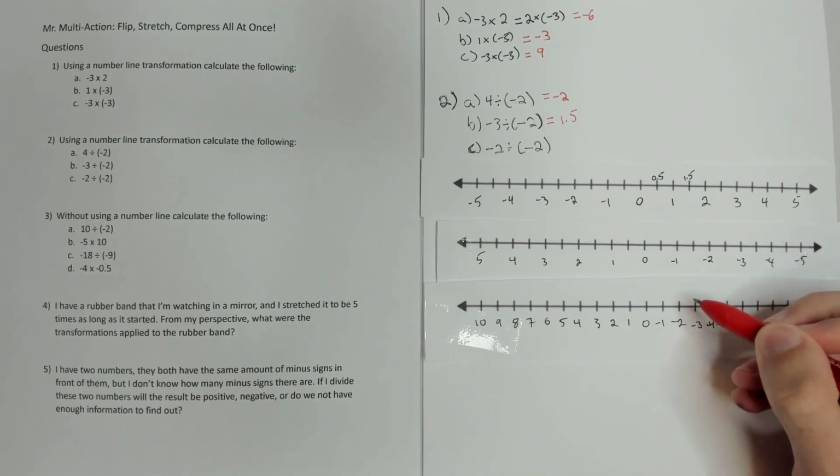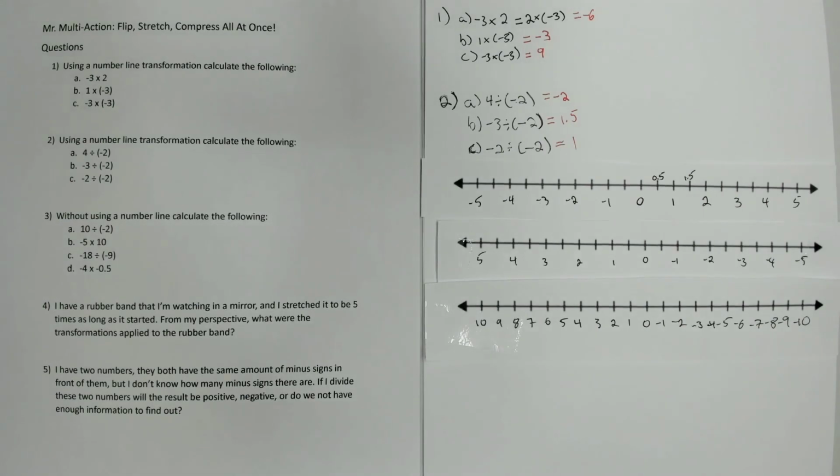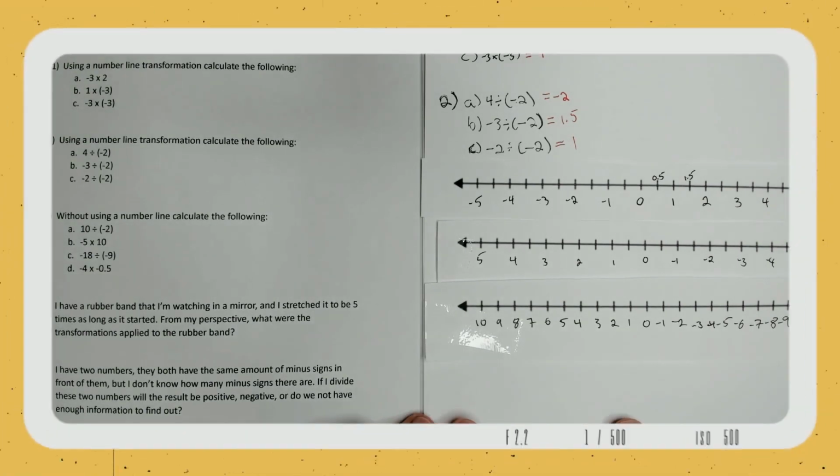And lastly, we have negative 2 divided by negative 2. Negative 2 is right here, and that lines up with 1. So our answer should be 1. Another reason we know this is that any number divided by itself equals 1. All right, we're just breezing through these. Let's go on to number 3.